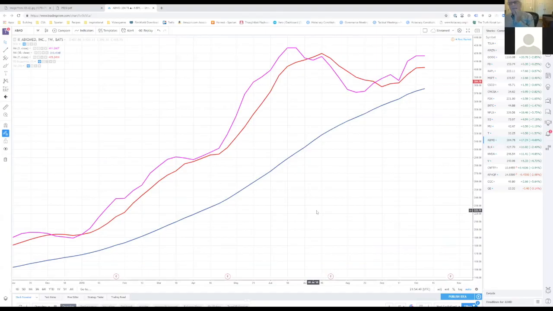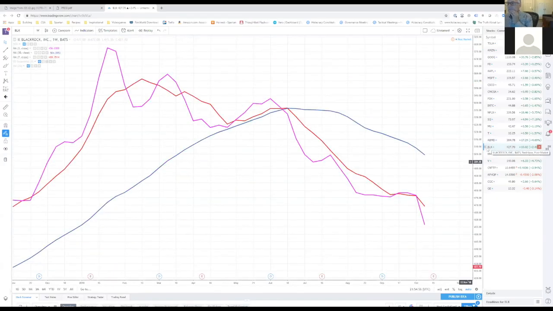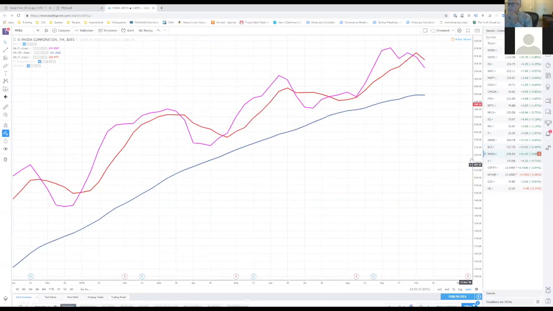A biomed, no comment. You can tell. BlackRock, very important chart because of the size and the influence of BlackRock. No comment. You know as much as I do until you look further.